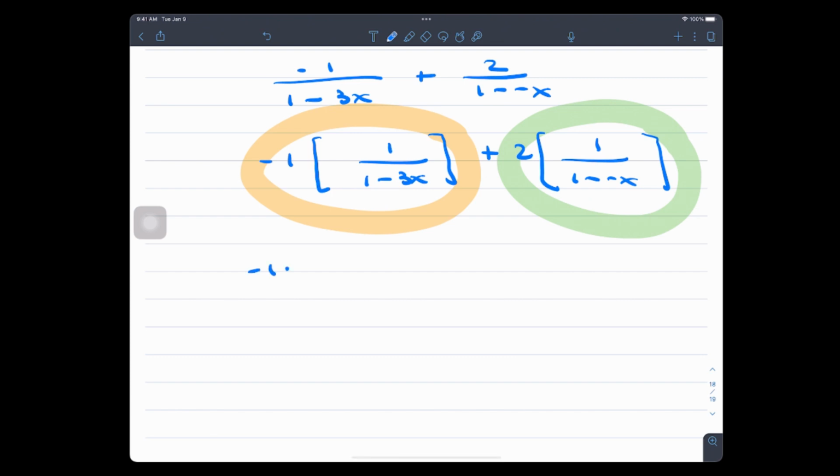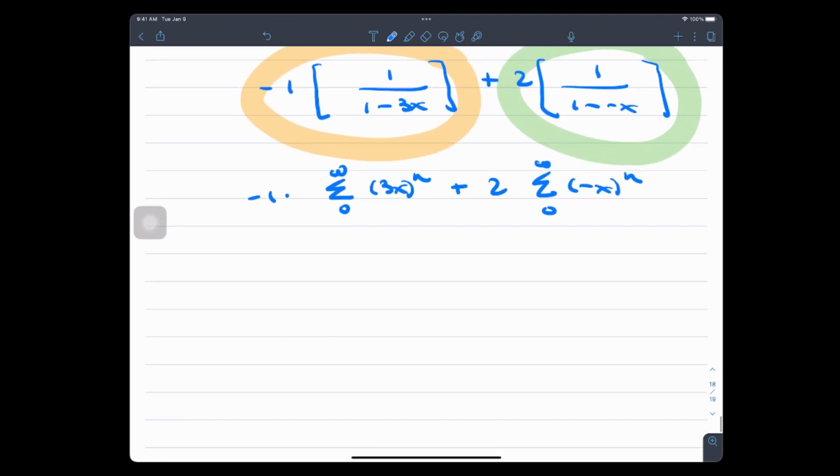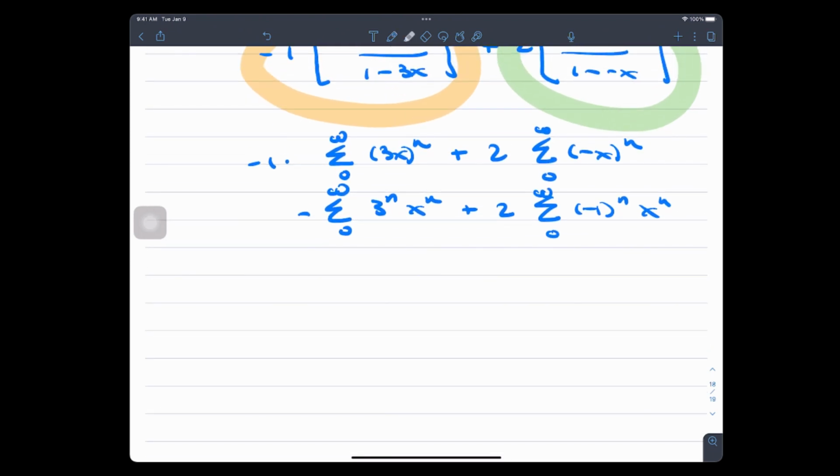Okay, so you say, is that -1 times the sum of (3x)^n, n goes 0 to infinity, plus 2 times the sum, negative x, I started to do the algebra already, 0 to infinity. So you get 3 to the n, x to the n. Don't forget that negative sign. Plus 2, -1 to the n, x to the n, 0 to infinity here.